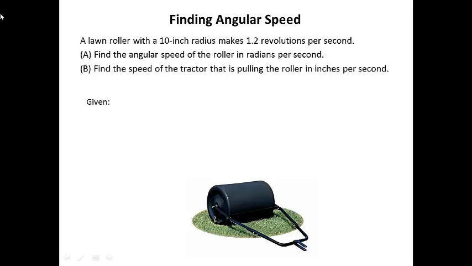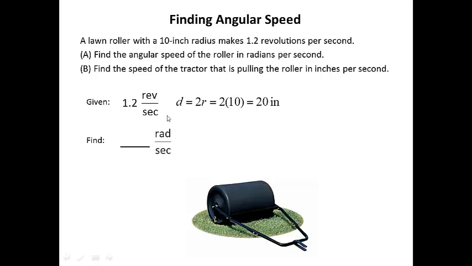All right. We are given 1.2 revolutions per second, and we are given that the diameter is equal to 2 times the radius, and the radius is 10 inches, so the diameter is 20 inches. Okay, the diameter is all the way across, and the radius is only halfway across.